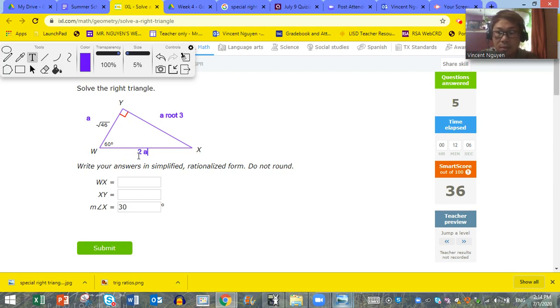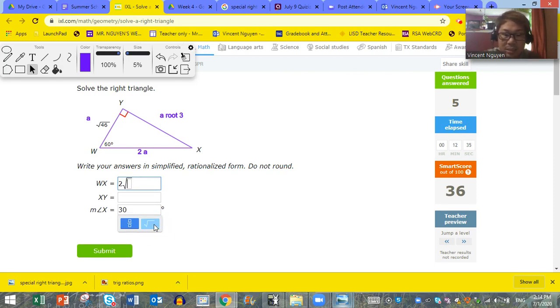And this is 2A. Okay, so A is root 46, and then 2A would equal 2 times root 46, right? So that's WX. I'm going to type WX in first. That's my hypotenuse here. If I take root 46 and substitute it in for A, it would be 2 and then square root 46. Okay, so that's my hypotenuse.